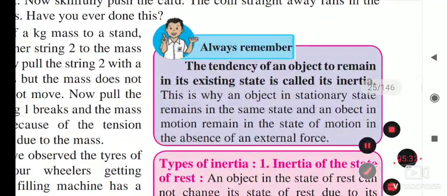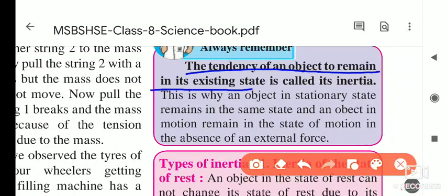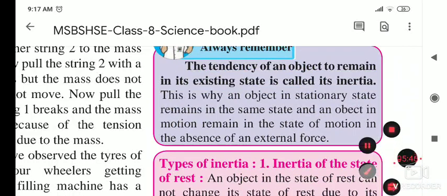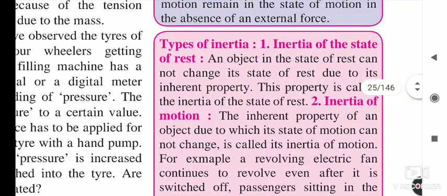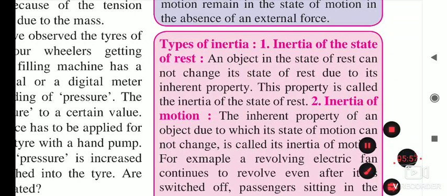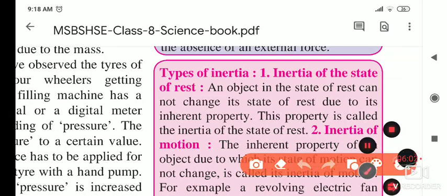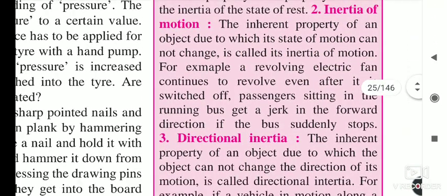Here is the definition: the tendency of an object to remain in its existing state is called inertia. This is the definition of inertia. What I told you: the tendency of an object to remain in its existing state is called inertia. And the types of inertia are: if I ask you what the types of inertia are, at that time you have to write only the 3 types. These are inertia of the state of rest, second inertia of motion, and third directional inertia.